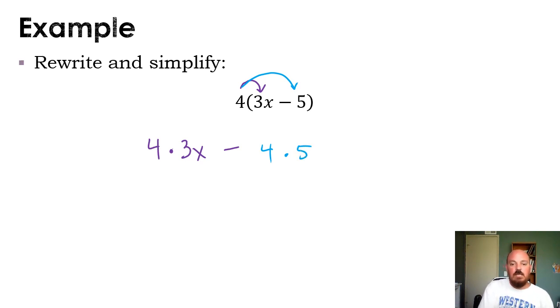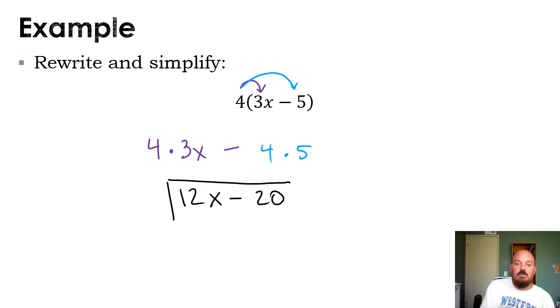Now 4 times 3x, when you're multiplying, if one of them has a variable, you just multiply the numbers. 4 times 3 is 12, and you leave the x on it. And 4 times 5 is 20. So I rewrote, I simplified. My final answer here is 12x minus 20. And that's the distributive property.